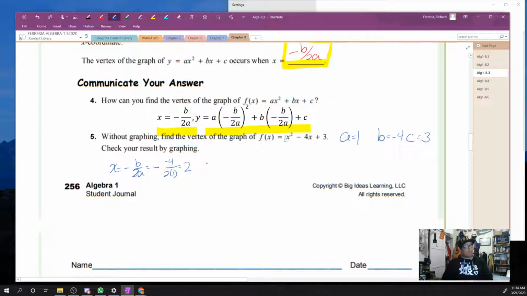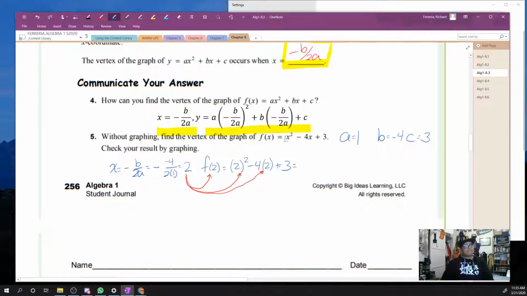To find the y-coordinate, I'm just going to do f of 2. Basically, I'm taking this number here, and I'm substituting it into the equation. So what is f of 2? That's 2 squared minus 4 times 2 plus 3. And to show you that again, I'm taking this 2 and I'm putting it into the equation for the y-coordinate.